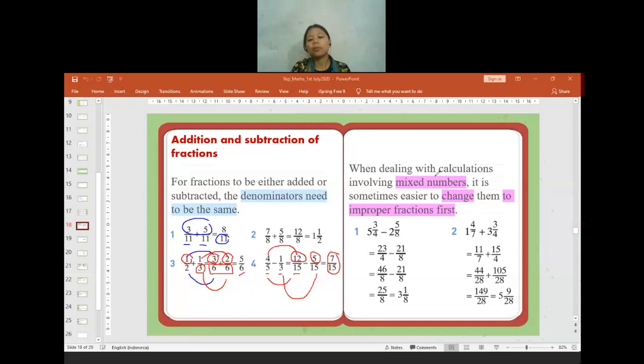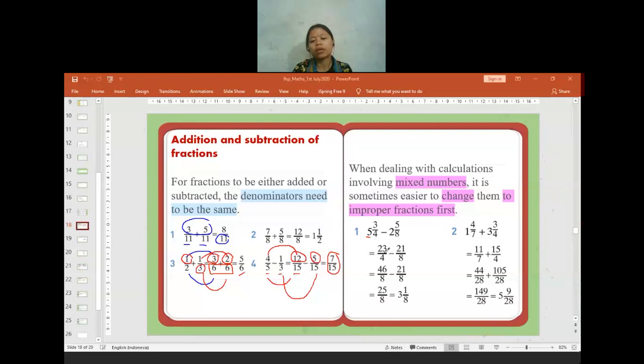Now what if I have the mixed number, not a proper fraction? There are two ways actually. You can change the mixed number into improper fraction, or you can just directly subtract the whole number. I will tell you the first way first. The second way, later I will explain. The first way in here, this is the mixed number. I will change it into improper fraction.